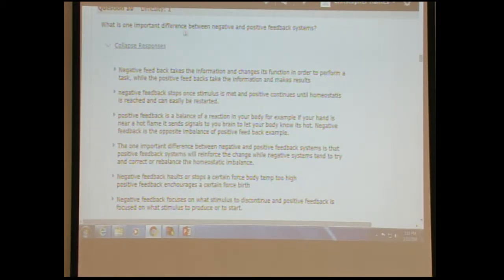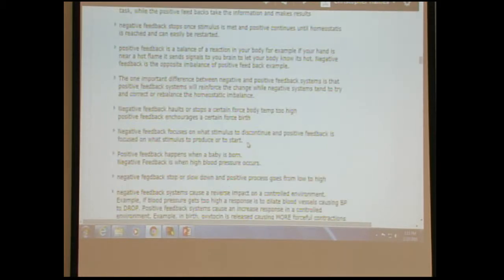So this one was the difference between negative and positive feedback. Let's find one that's pretty good. So this one was almost perfect, because it's giving an example. Positive was the example we used with the baby being born. Negative was high blood pressure.